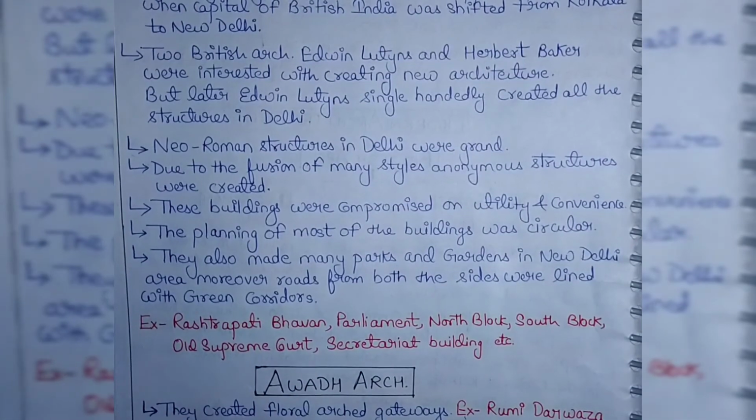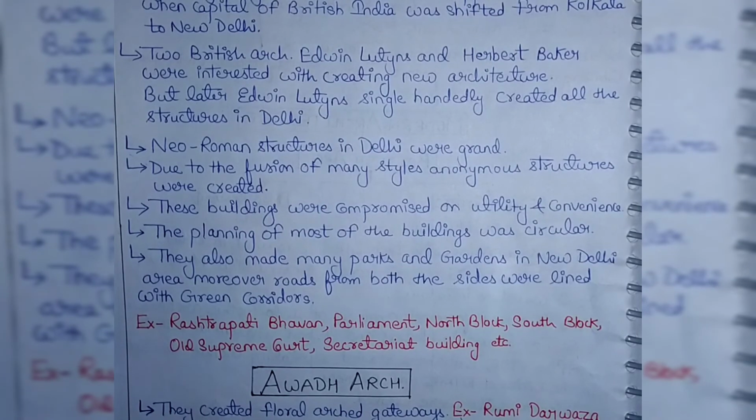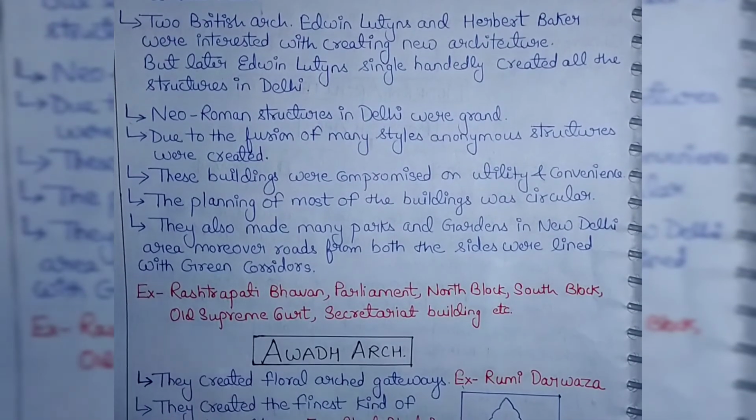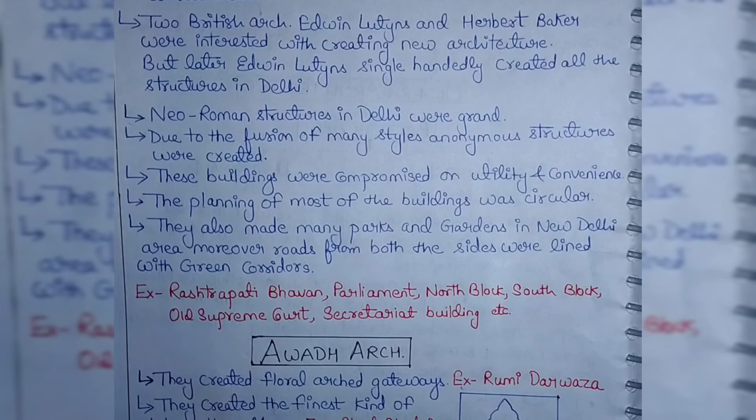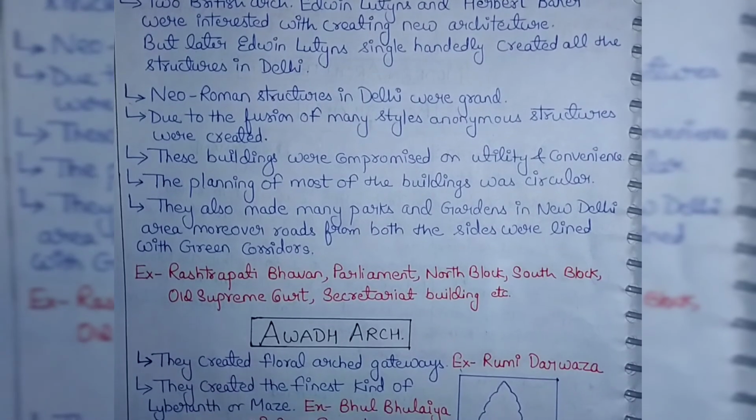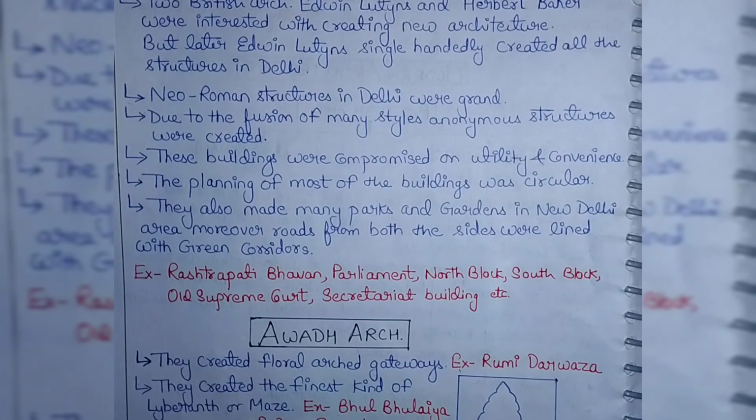Neo-Roman structures in Delhi were grand structures, and due to the fusion of many styles, anonymous structures were created. These buildings were compromised on utility and convenience. They were not very strong. The planning of most of the buildings was circular. They also made many parks and gardens in the New Delhi area. Moreover, the roads from both sides were lined with green corridors.